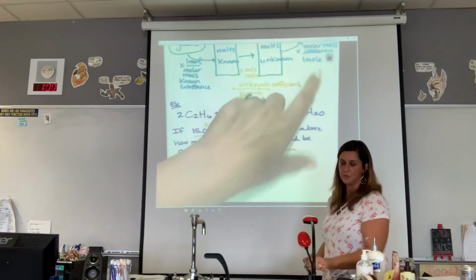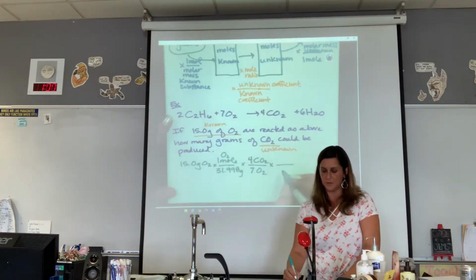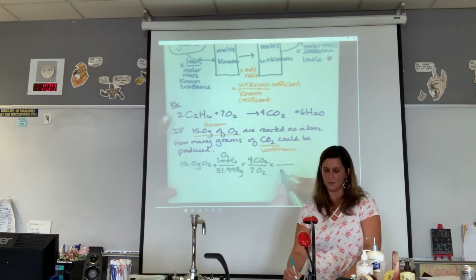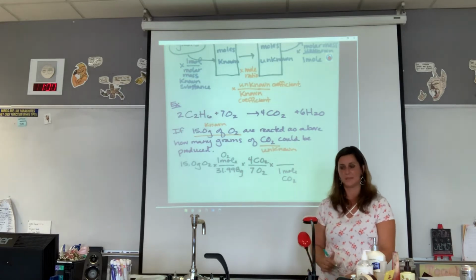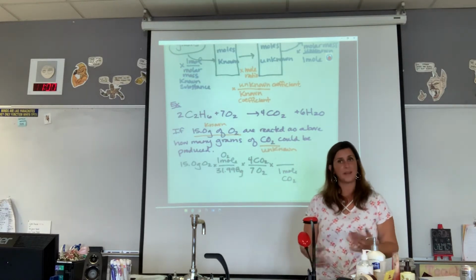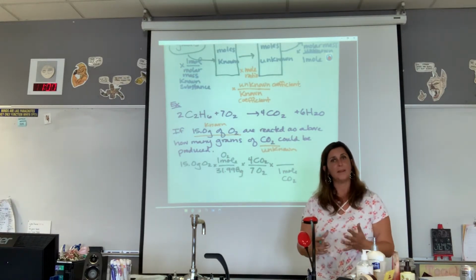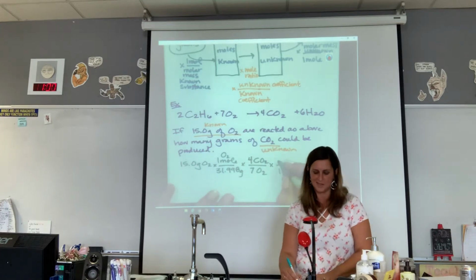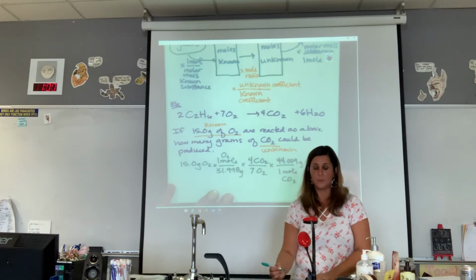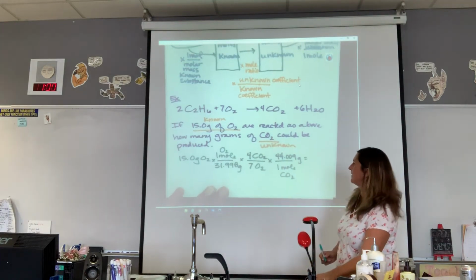Now we're asked to answer in grams. So we're going to do one more step in which we convert to grams using the molar mass of CO2, which is our unknown substance. If you add together 1 carbon and 2 oxygens, you will end up with this molar mass, 44.009.